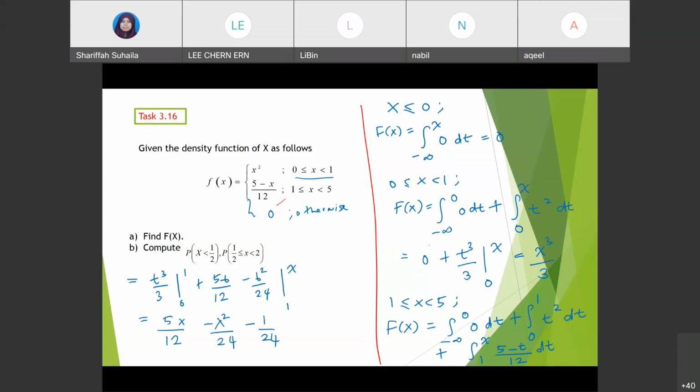Okay. So again, you can double check here. So kalau kita differentiate this one, okay, differentiate 5 over 12x, you get 5 over 12. Differentiate x square over 24, so you get x over 12. So kita dapat balik your small f. Okay, differentiate this one, 0 lah. Okay. And then the last one, kita dapatkan pula untuk apa?